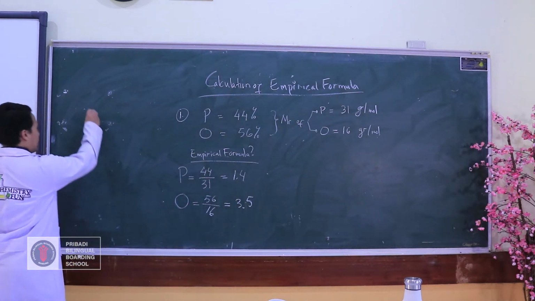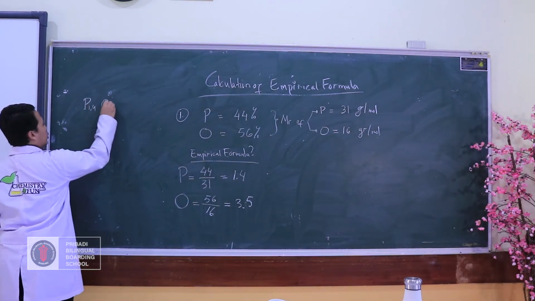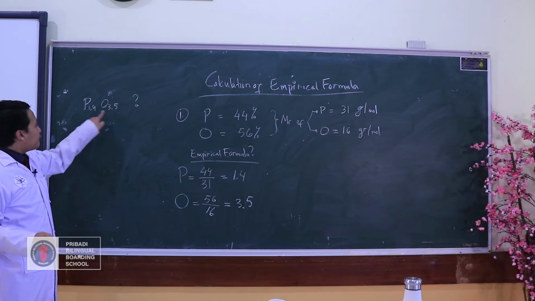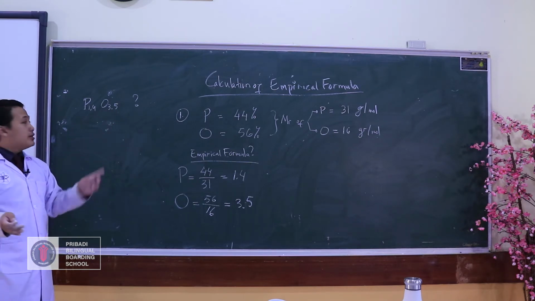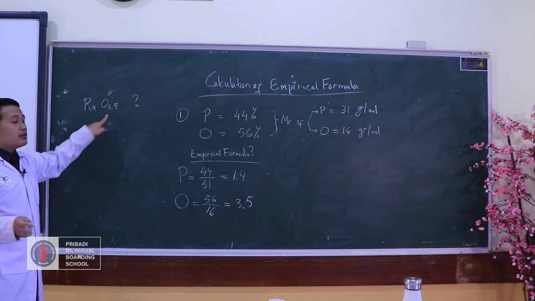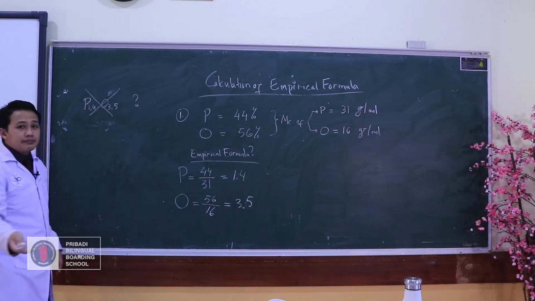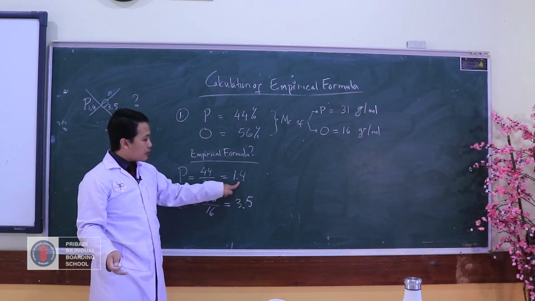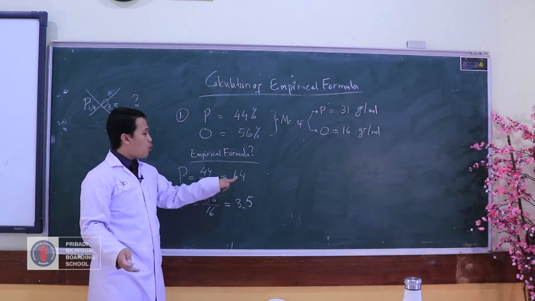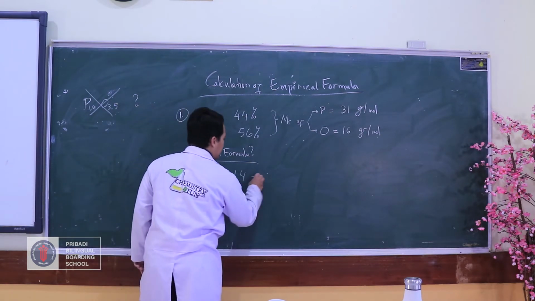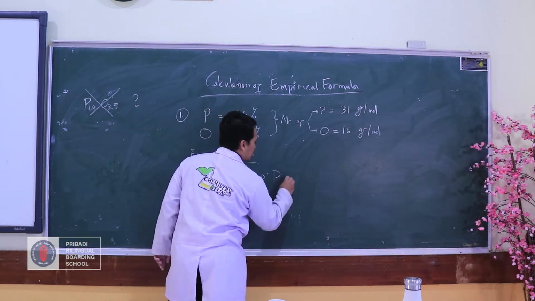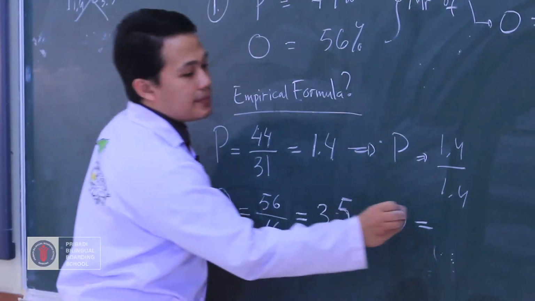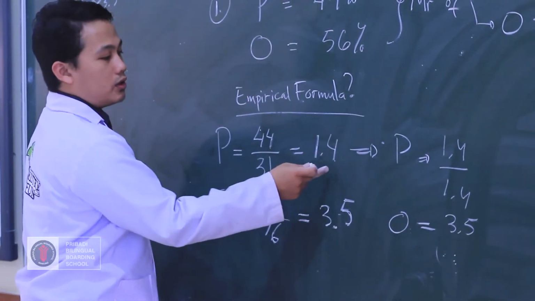Can we use this number? Have you ever seen, let's say, P 1.4 and then O 3.5? Is it possible? Of course not. You need to have this number as a whole number, because this is a decimal number, you cannot use it. Okay, so how then? So in here, divide it by the smallest number between them. So 3.5 and 1.4. Which one is the smallest? 1.4 exactly. So here, for P, it is 1.4 over 1.4, and then for O, the same, 3.5, but divide it also by 1.4.